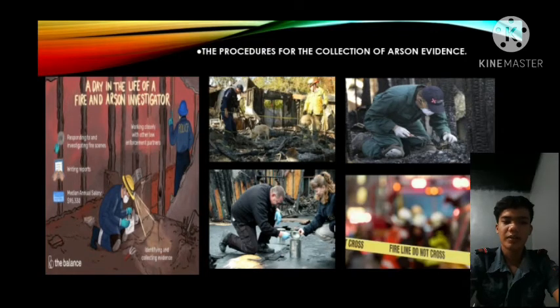The process of investigating arson. Step 1: arrival at the scene. Step 2: evaluating the scene. Step 3: documenting the scene. Step 4: processing evidence. And Step 5: completing the investigation. These are the steps for the collection of evidence in arson.